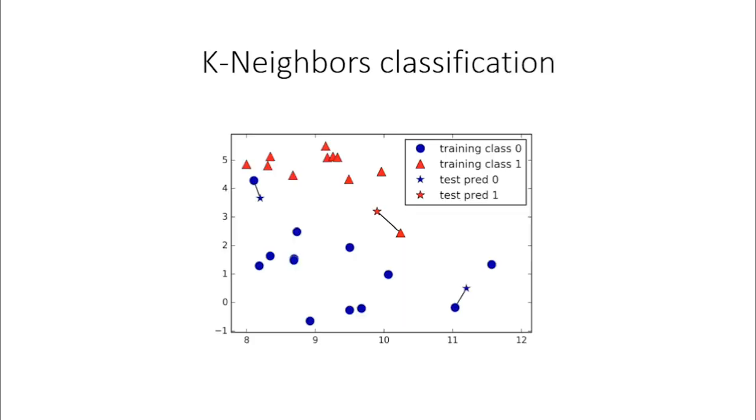Now if we look at it, it's the same thing. Suppose the stars are our unseen data. In this case, we are just considering one neighbor, the simplest model, where k equals 1. For this star, this blue point is the closest one, and just one training data point is considered. Therefore this star is assigned the blue label, because the circle colored blue is closest to it. Similarly for this star, the triangle is closest to it, so it is assigned the red label.